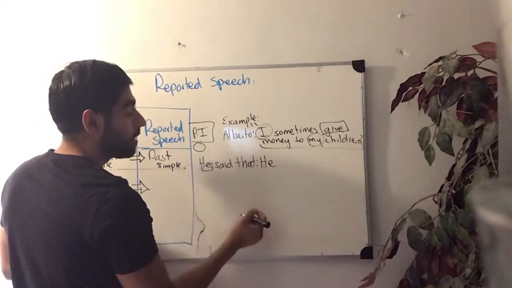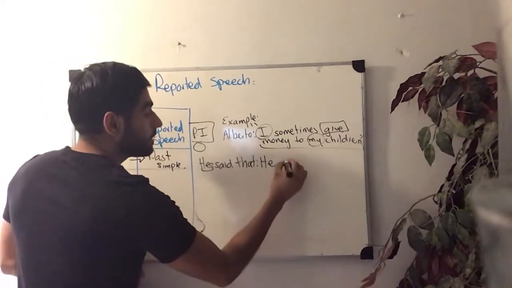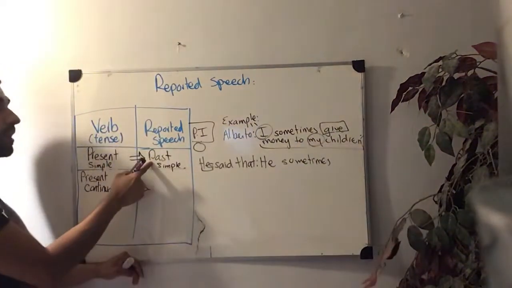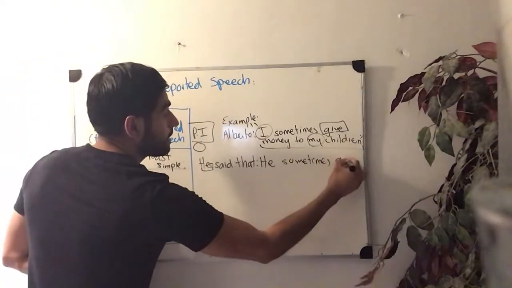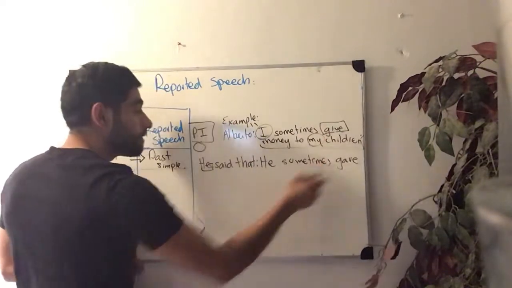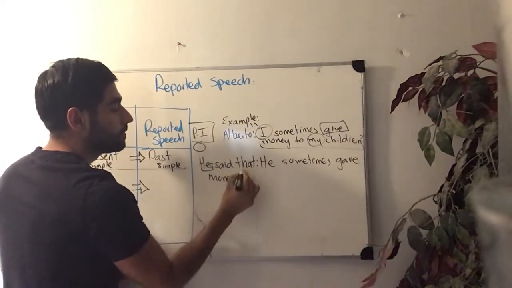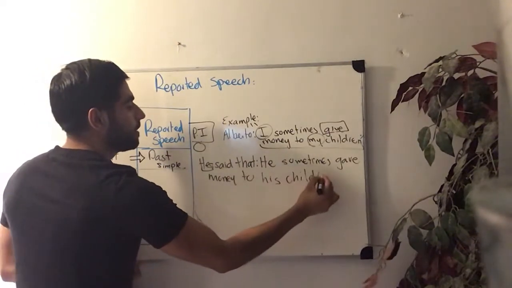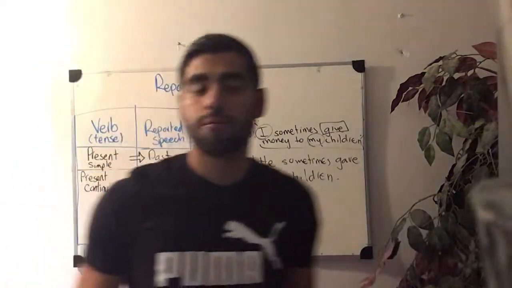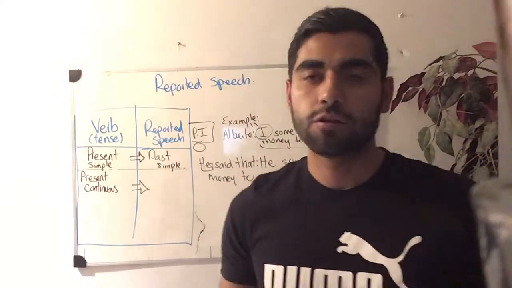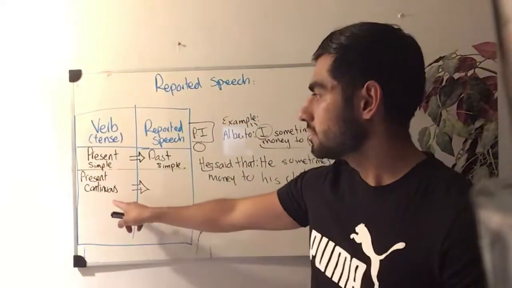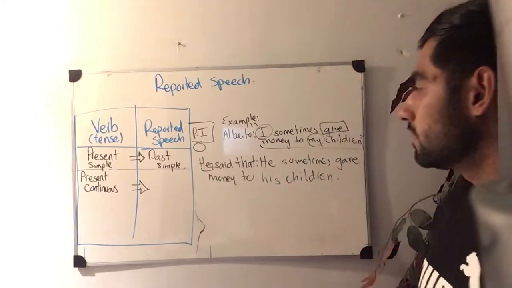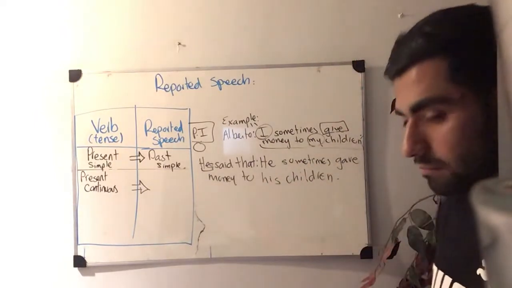So Alberto is telling us, he says that he sometimes. The verb is in present. Again, we have to change it to past: gave. The past of give is gave, money to his children. Yeah, that one was the first one that we saw. In this case, we have to continue with the second one. The second tense that we have to see is present continuous. I'm gonna give you 3 seconds so you guys can pause and check your notes or write your notes.